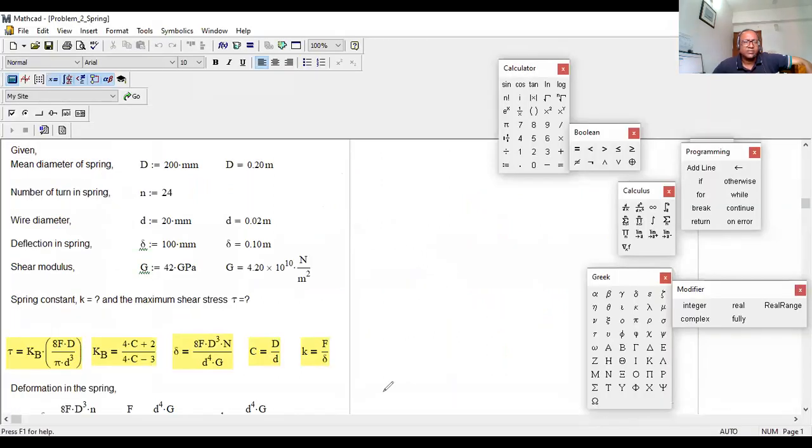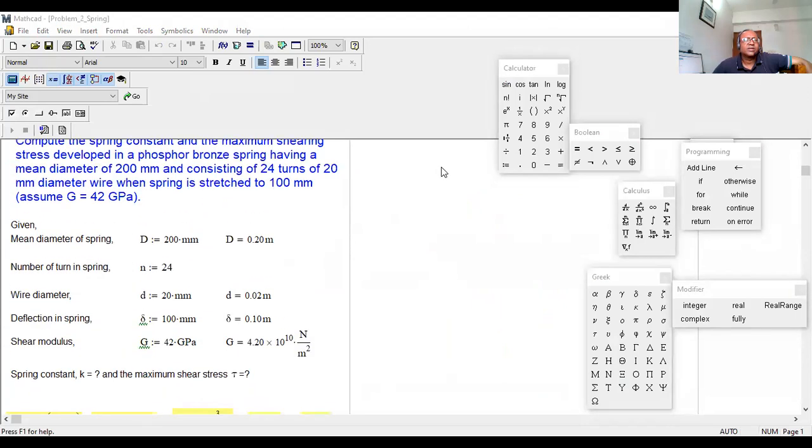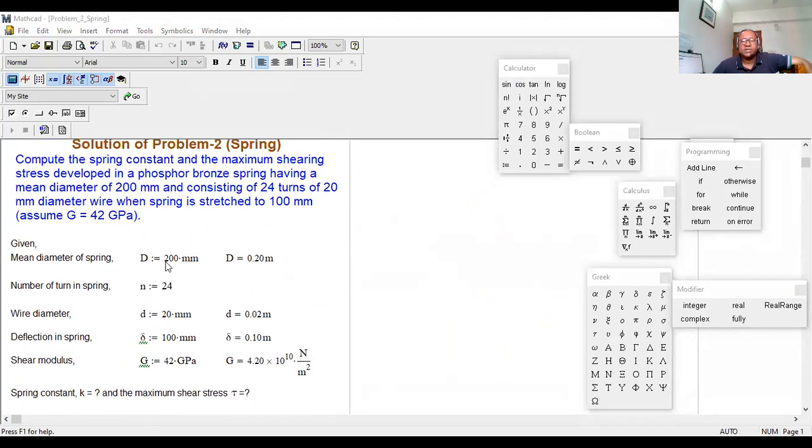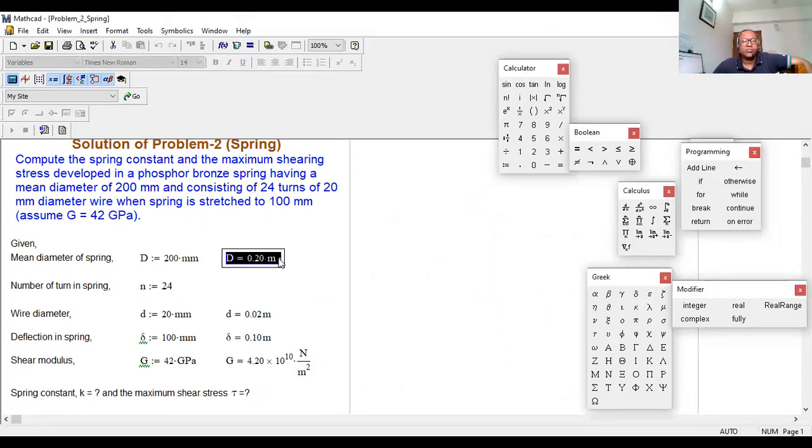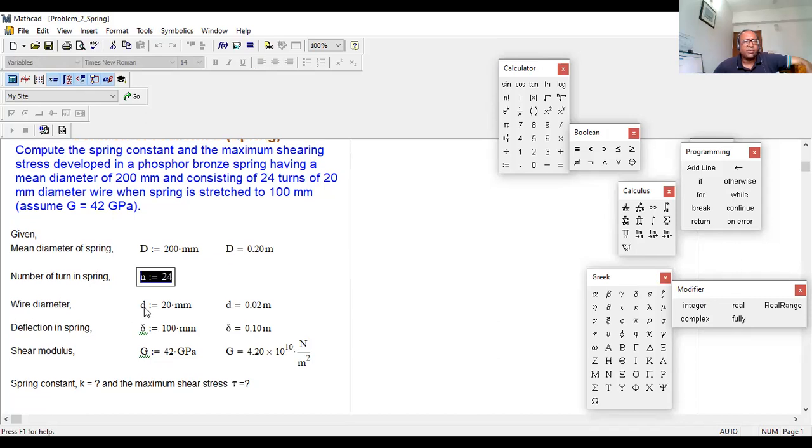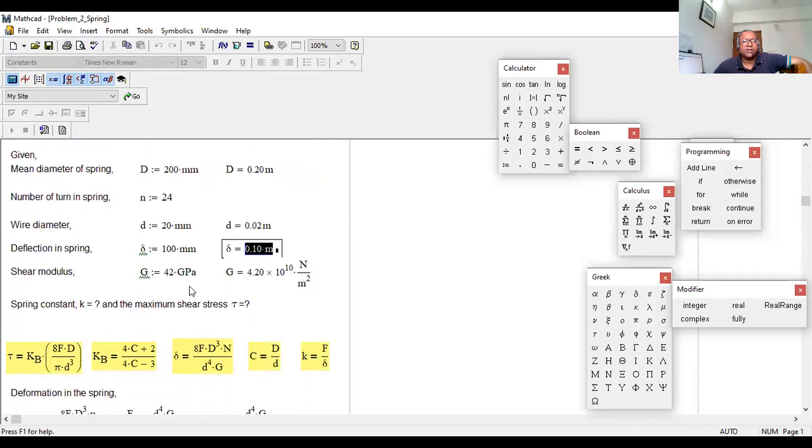Right over here. Diameter of the spring is given, big D, 200 millimeter or 0.2 meter. Number of turns in the spring, you can put capital N, no problem, N equal to 24. Diameter of the wire, 20 millimeter, converting to meter. Deflection in the spring, 100 millimeter, converting to meter. G value, gigapascal, converting to meter square.